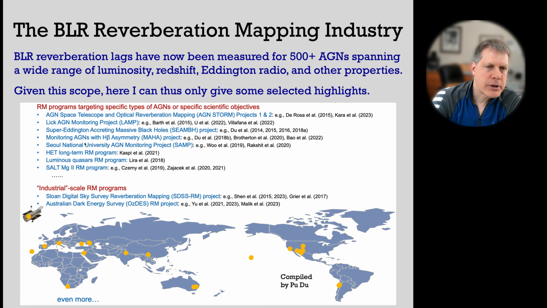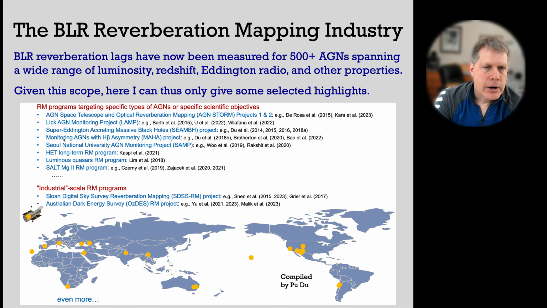And here is a list of some of the reverberation mapping programs. I can't go through each one, but I'll give you some of the general trends. There are some experiments that are taking bright, nearby active galaxies and trying to monitor them very intensively to get very high quality data, to really understand the subtle details of the broad line region, and in some cases, try to do this velocity resolved reverberation mapping. There are other efforts that focus on extreme examples of active galactic nuclei. Here is a very successful project that has looked at so-called super-Eddington accreting massive black holes, looking at systems that are accreting at very high Eddington ratios and seeing how they differ.